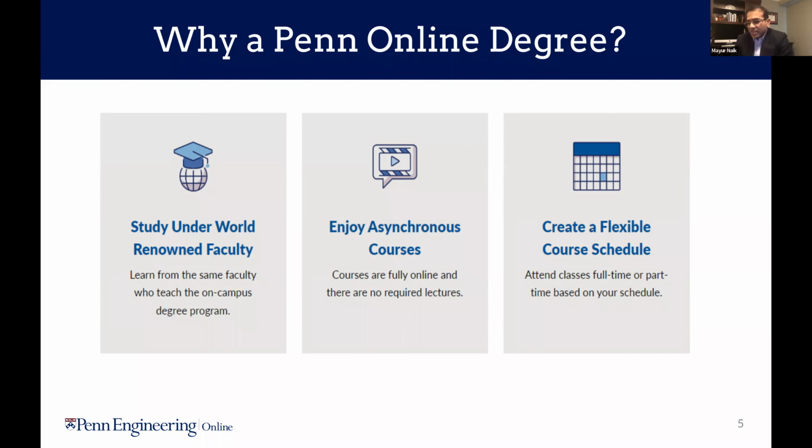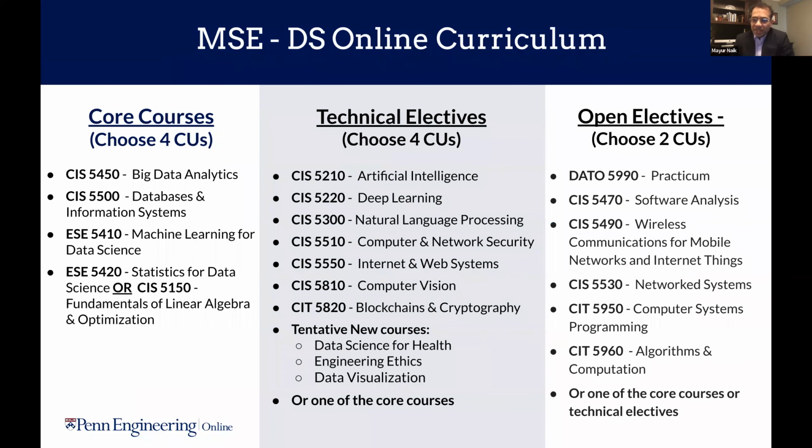And lastly, you can create your own flexible course schedule. You can take, for example, as little as 1 course a semester to as many as 4 courses. And you can take courses in the spring, the summer, and the fall. And you can adjust the pace as per the needs of your day job or other responsibilities, by switching between either taking classes full-time or part-time. With that, let's move on to understand the curriculum in more detail.